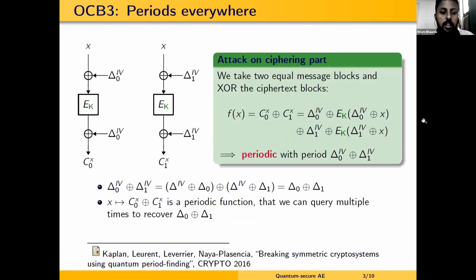But unfortunately, there are results already that this is not quantum secure because there are many periods. For instance, if we encrypt the same message block twice and then XOR the ciphertext, then this becomes a periodic function of the message block because the IV part of the offsets cancels out. Since the period is constant here, we can use Simon's algorithm to recover the period, which is delta 0 XOR delta 1. And from that, we can do a forgery easily. And this is just for the ciphering part.